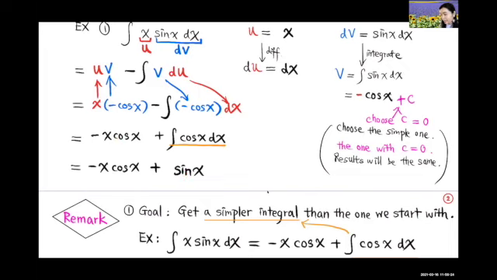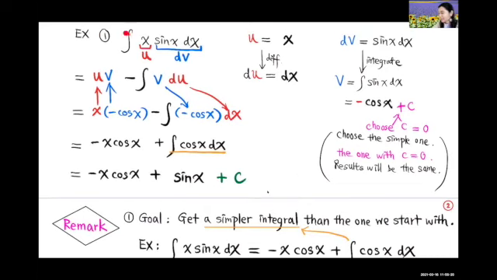And don't forget at the end, we need to add a constant, because this is an indefinite integral, okay? So don't forget to put a constant at the end. All right, and we're done. Now, how can I check if this is the right answer here? You can differentiate this and see if we end up with this function, x times sin x, okay?